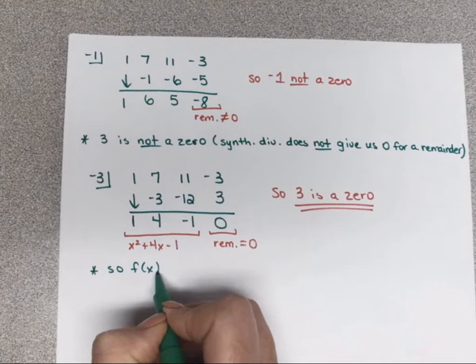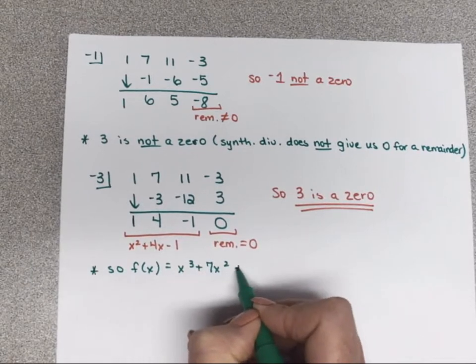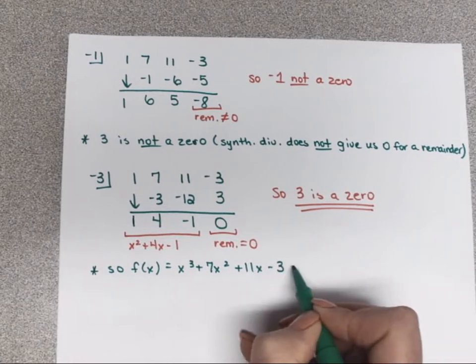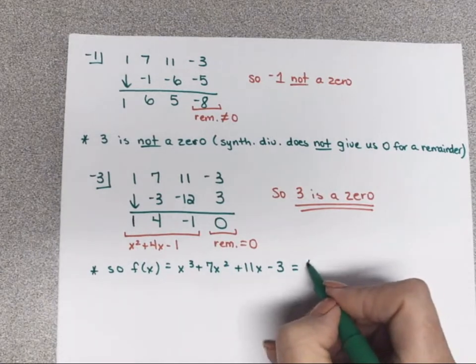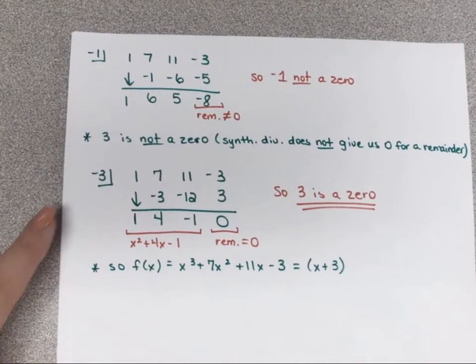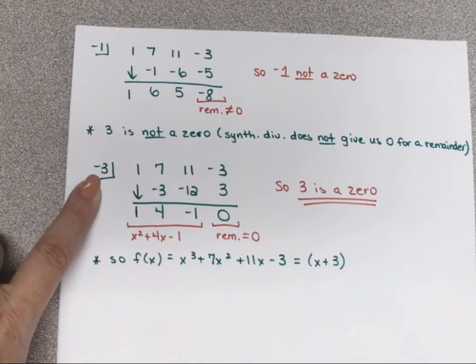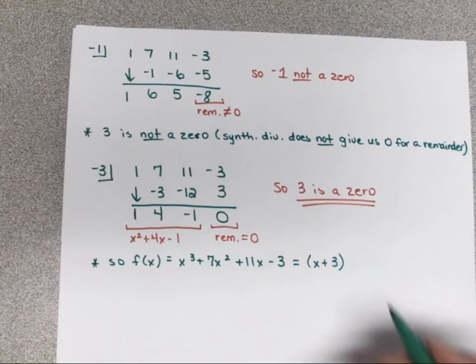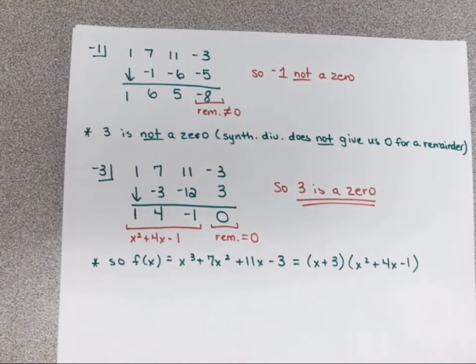So this is what I have so far, and then let's talk about what I might still be able to do. F of x was x cubed plus 7x squared plus 11x minus 3. I was dividing by x plus 3. By the way, why did I say it was x plus 3? Do you remember what we did last time to the sign when we went to synthetic division? We changed the sign, right? So it actually was an x plus 3. And we got, as a result, x squared plus 4x minus 1.